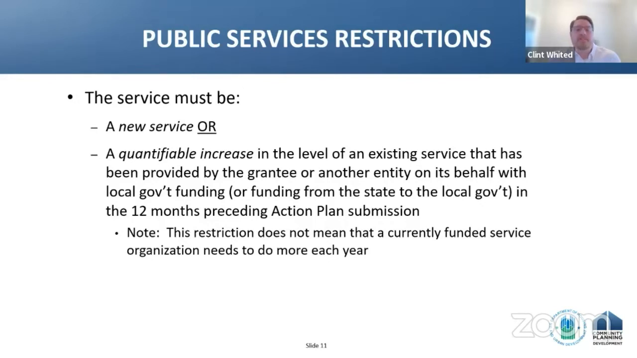So the restriction doesn't mean that currently funded service organizations receiving CDBG funds need to do more year after year after year, potentially with less. It really applies to a new service that isn't offered in your jurisdiction, or what I described as a quantifiable increase. So that's one of those key rules in public service activities. Next slide.